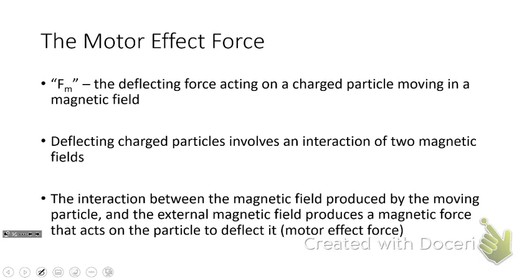Okay, know about the motor effect force. I feel like you guys should be really, really good with this stuff. You guys got lots of chapter 12 practice, right?